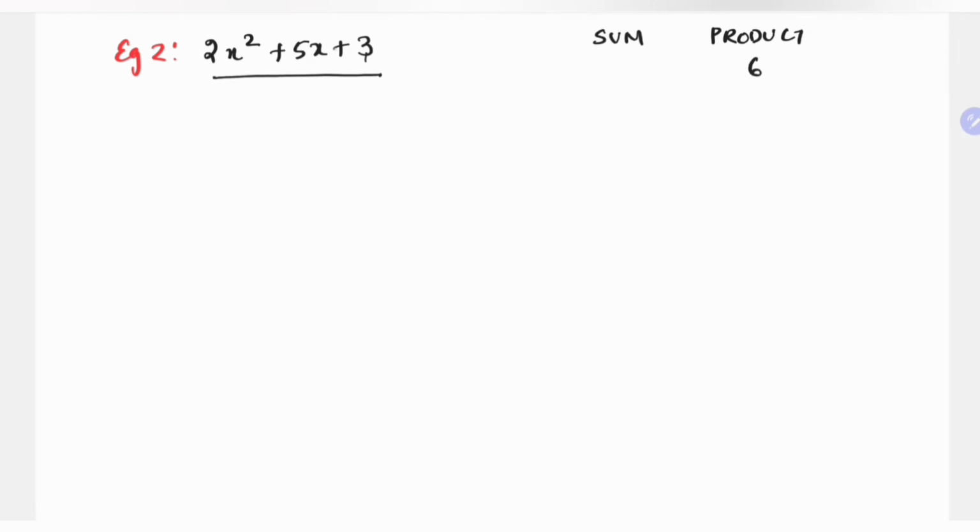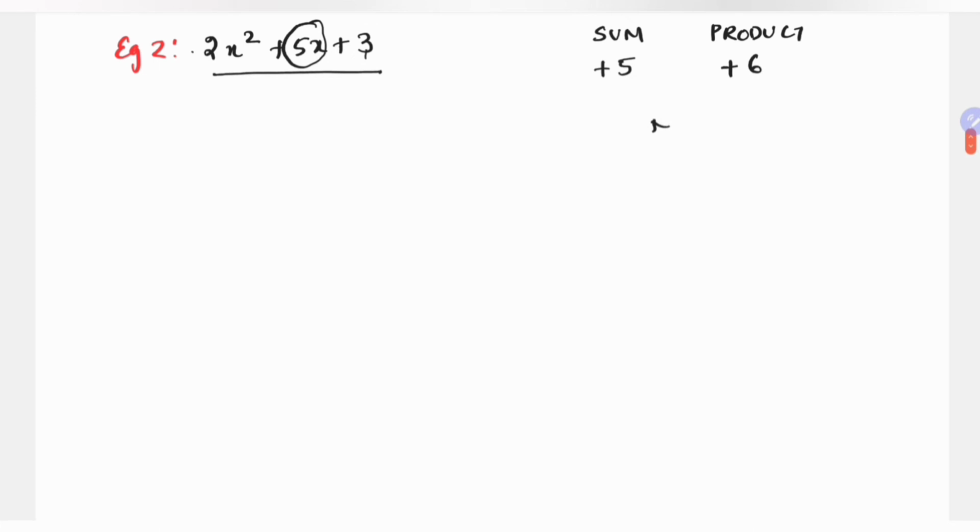And what is the sign? This is plus. This is also plus. So it's going to be plus 6. Now, for sum, we'll have to take this number. It's plus 5, that is the coefficient of x. Now, let's find the numbers, number 1 and number 2. So, to get 6, what are the two numbers we can take? We can take 6 into 1 and we can take 2 into 3. Is it not? There are two combinations again.